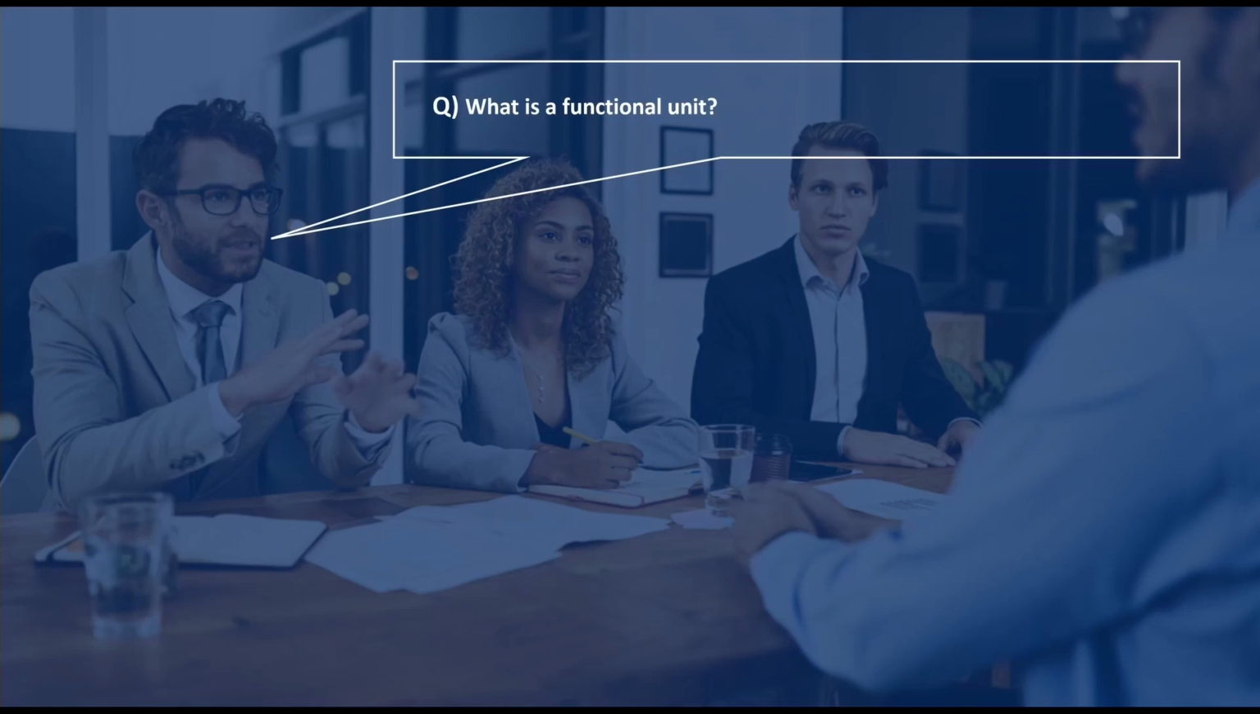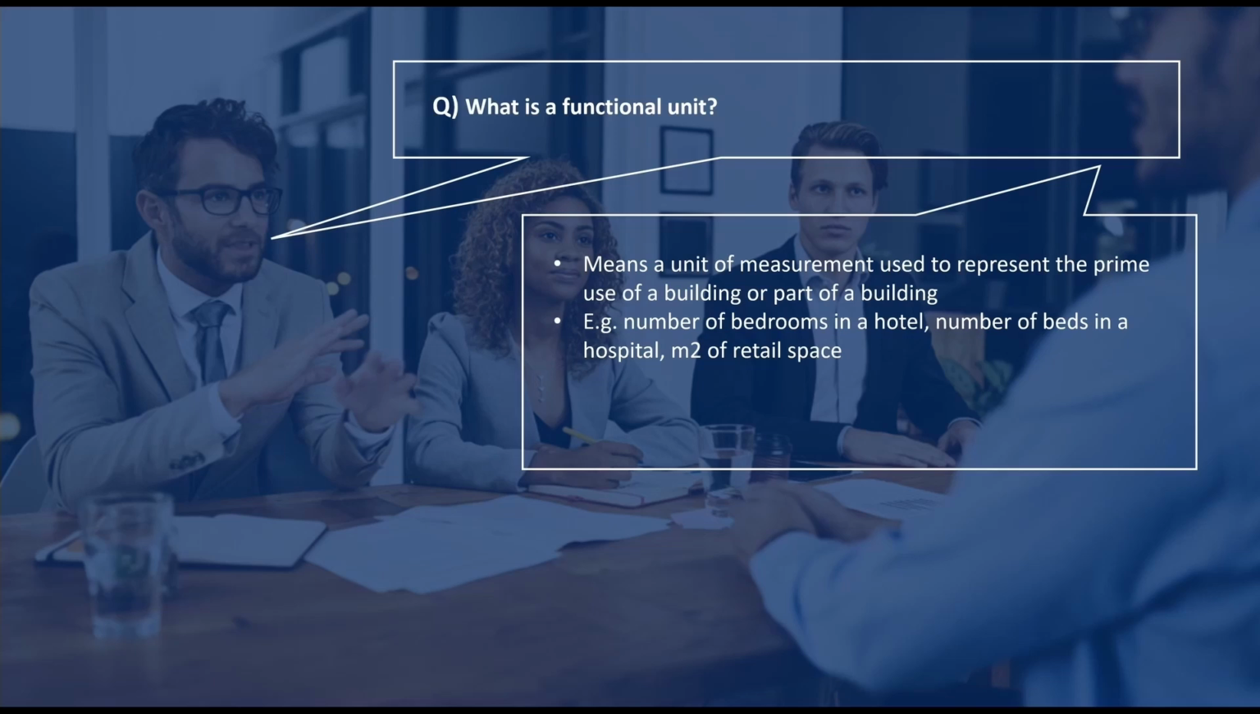Another question we may receive in relation to cost estimating, what is meant by the term functional unit? And to address this, we can say that a functional unit is a unit of measurement used to represent the prime use of the building or part of a building. For example, when producing a cost estimate for a hotel, the number of bedrooms would form the functional unit.